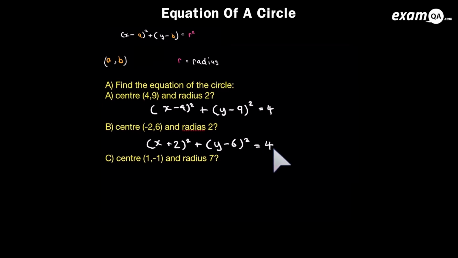Okay, one last one. I'll give you a moment to have a go yourself. And you should have said x minus 1 squared. And that's going to be y minus minus 1, so it's going to be y plus 1. And it equals, we can say 7 squared or 49.